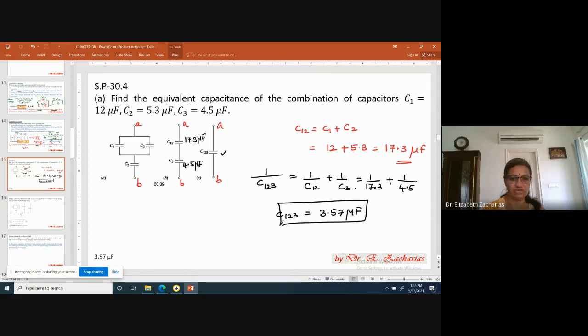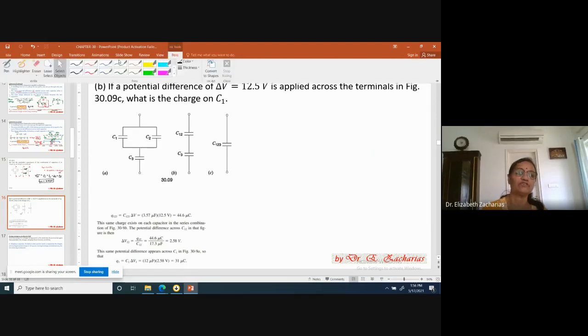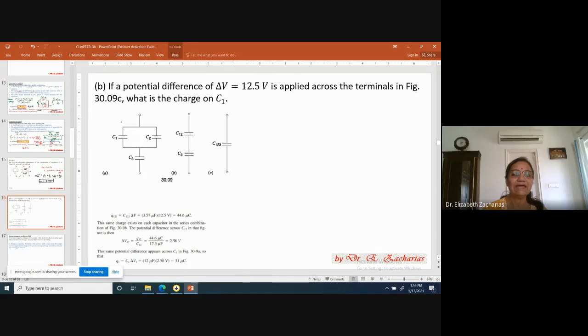Okay, the problem doesn't end here. So what does it say? If you put a battery of potential difference delta V equal to 12.5 volts between A and B, what would be the charge on C1? Let the charge on C1 be Q1. Can you find out Q1?